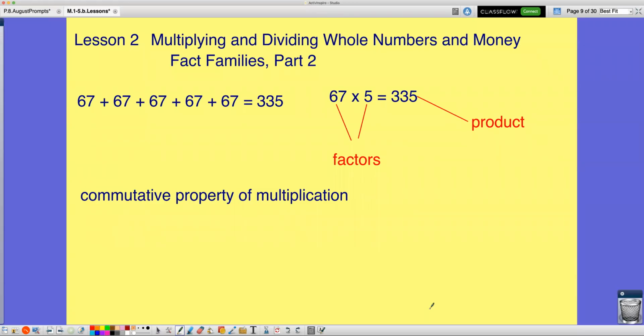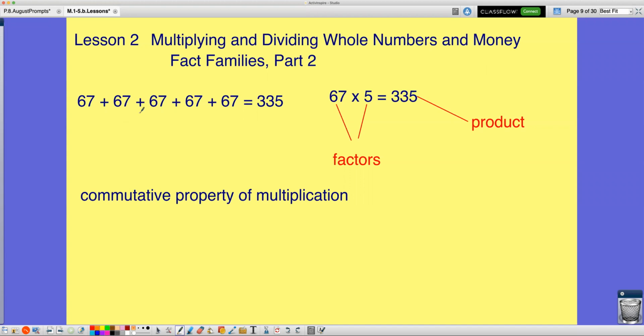Welcome back. It is day 2, lesson 2 of Saxon math. This is multiplying and dividing whole numbers and money, as well as some fact families. Part 2, just a review from our continuation of yesterday's fact families. Let's get right into it.